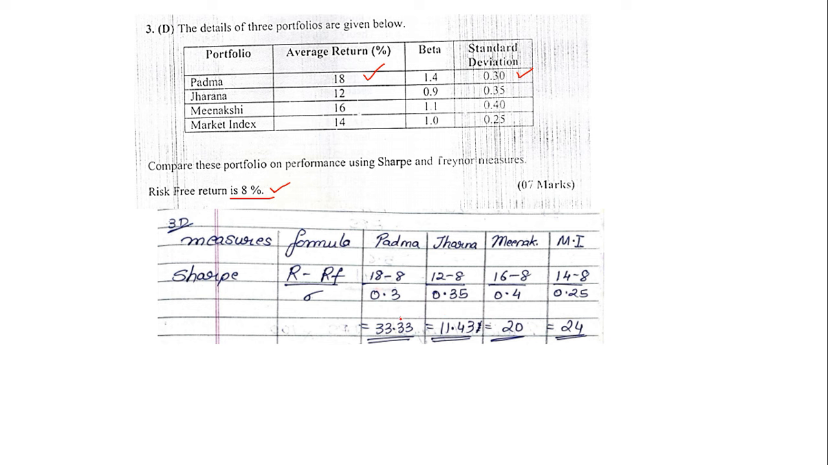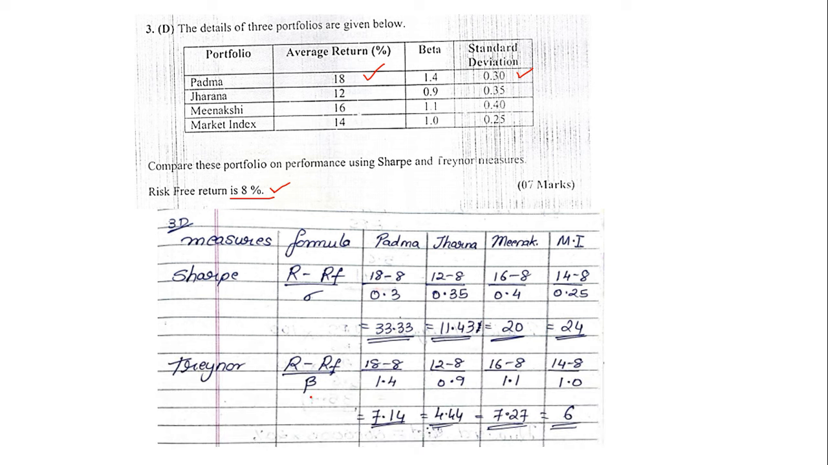Similarly for Treynor's measure, the numerator remains the same, the only thing is the division will be by beta now. So 18 minus 8 divided by 1.4, 12 minus 8 divided by 0.9, 16 minus 8 divided by 1.1 and 14 minus 8 divided by 1. We get the values as 17.14, 4.44, 7.27 and 6. So this is how you'll have to solve question number 3D based on Sharpe's and Treynor's measure. So go through it once.